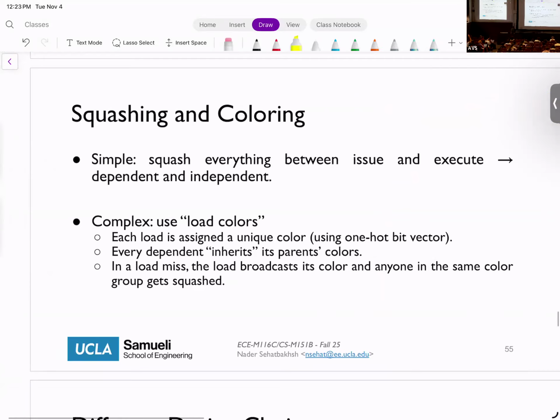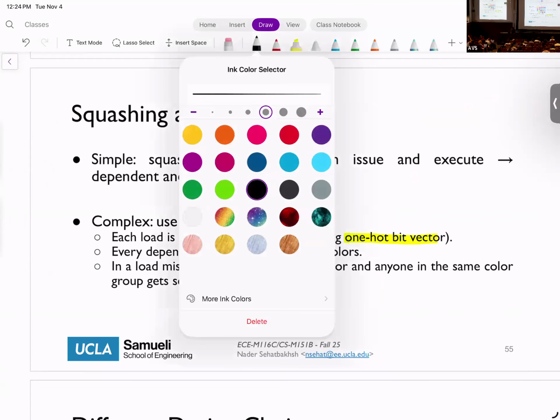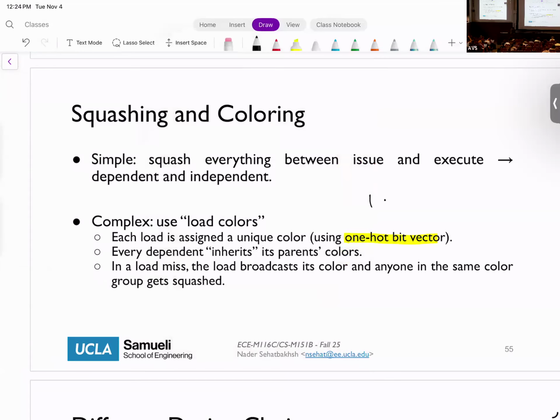And usually for the coloring, we use this one-hot bit vector, right? So like, let's say we have 8 bits, so we do 1 0 0 0 0 0 0 0. This is one color. 0 1 0 0 0 0 0 0, this is another color, and so on and so forth. How many colors we can support depends on the size of this bit vector.